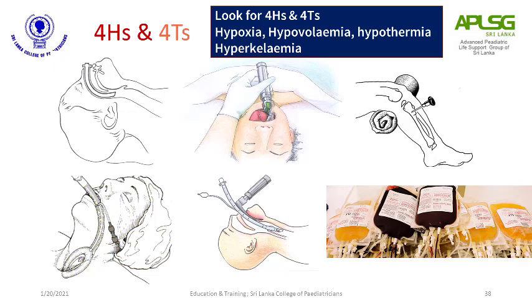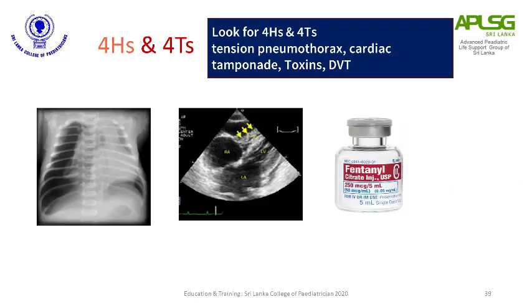Check the ECG or serum electrolytes, serum potassium, for evidence of hyperkalemia. Also, listen to the chest on both sides to check for tension pneumothorax and listen for heart sounds to check for muffled heart sounds. Pneumothorax and cardiac tamponade could be picked up with an ultrasound scan examination in the emergency room. Always look for history of toxins and thromboembolism.